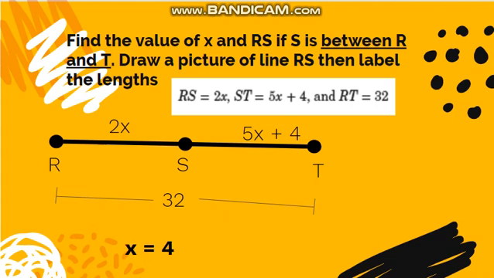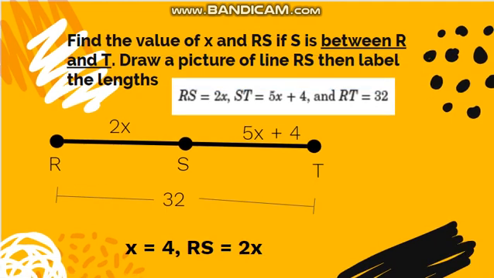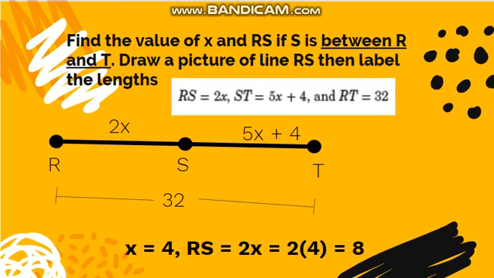Got x equals 4. And remember, we're going to go back and find RS. This time RS was 2x. We know that x is 4. So we know that RS is 8 units long.